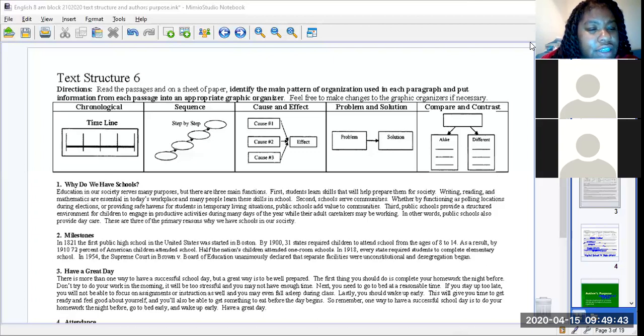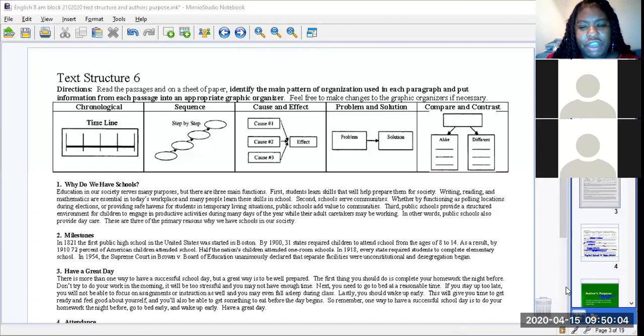Education in our society serves many purposes, but there are 3 main functions. So they explain why we have schools. Does that make sense? Okay. So number 1, for the people that are watching the playback, would be cause and effect.